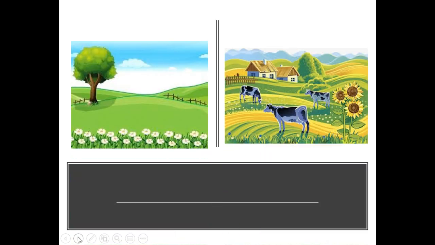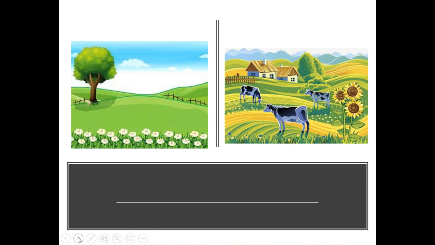Next group of pictures. What do you notice or see? I notice or I see. Well, in the first picture, I notice a field with flowers and tree, and there's no buildings, and it looks like the country. And in the next picture, I notice again a big green field. I do notice one house or two houses, and some cows and some flowers.